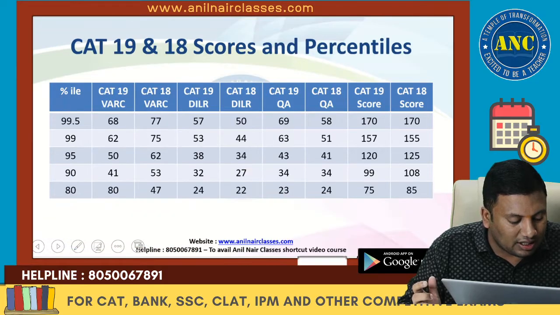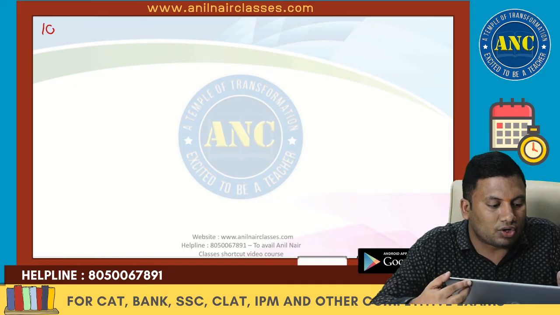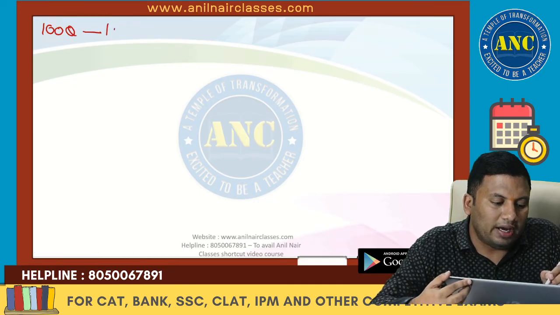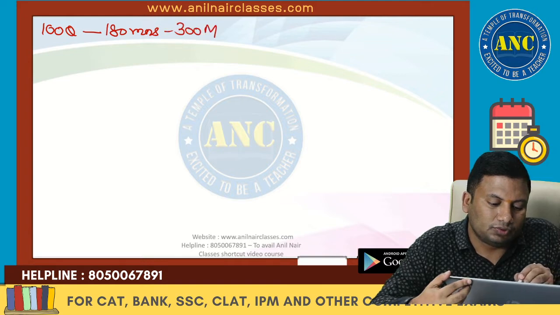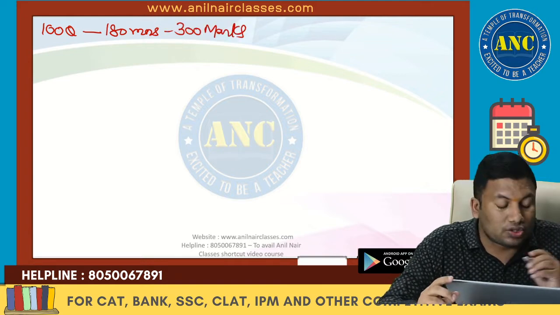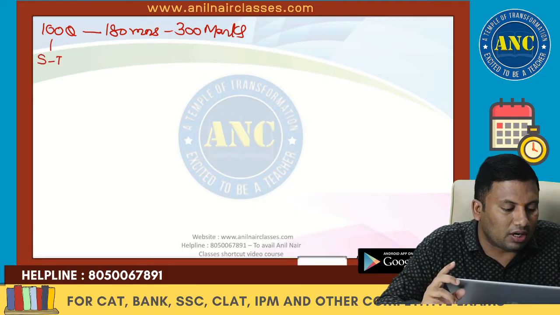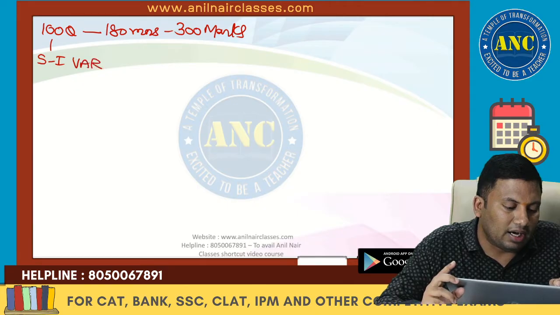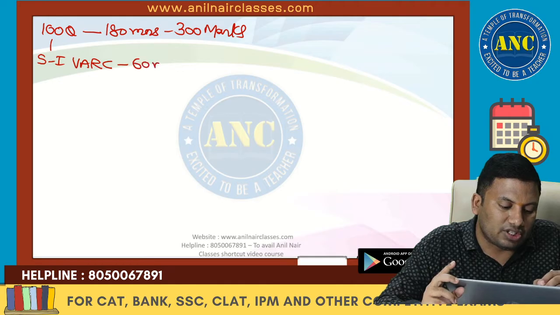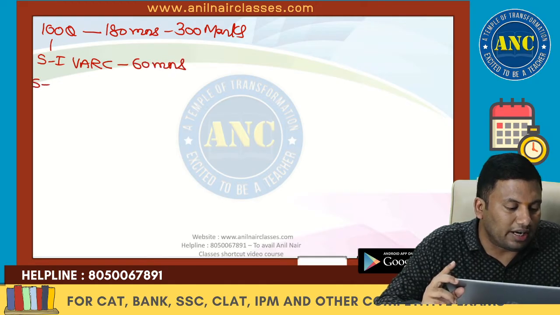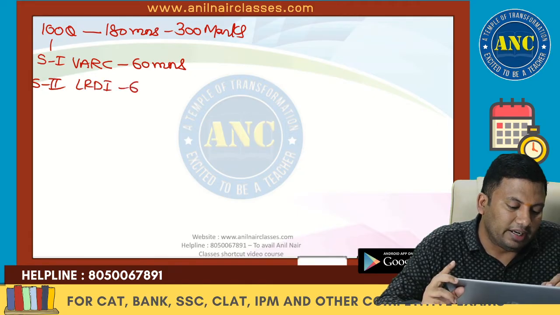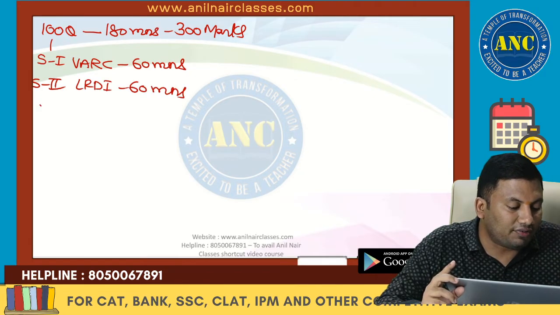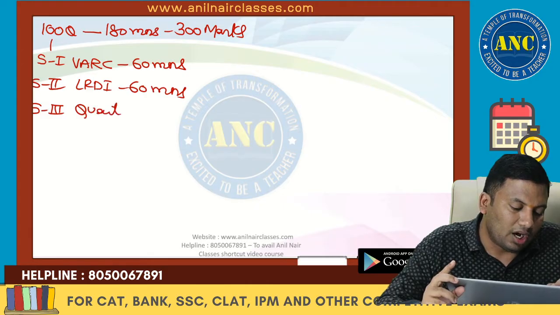Now the first thing that comes to my mind: 100 questions, 180 minutes, 300 marks. No switching of the sections. Section 1 is verbal ability and RC, and you will spend 60 minutes. Once you get into section 2, you cannot go back to section 1. LRDI is 60 minutes. After section 2 it is over. Section 3 is Quant, of 60 minutes.